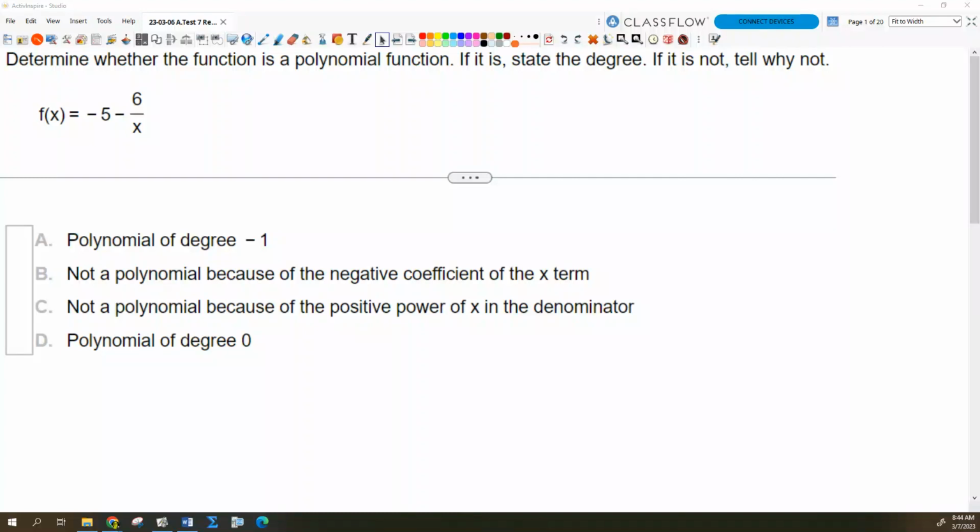Okay, first things first, polynomials, right? Can you tell me real quick, what are the characteristics of a polynomial? What are the rules we have to follow for a polynomial? Okay, good. So the exponents have to be a positive power. They have to be, what kind of numbers? Do you remember? Whole numbers, good.